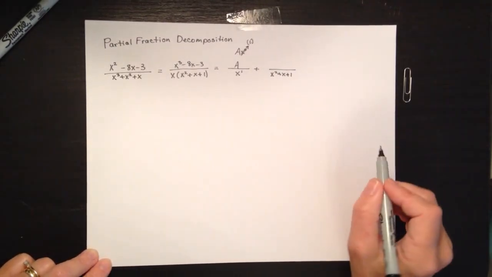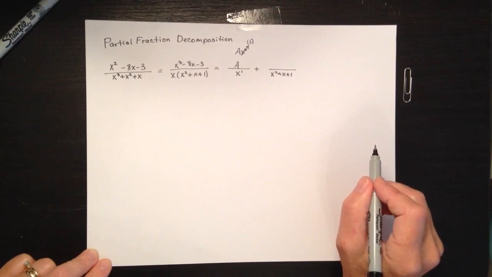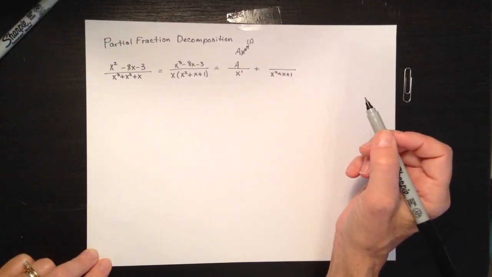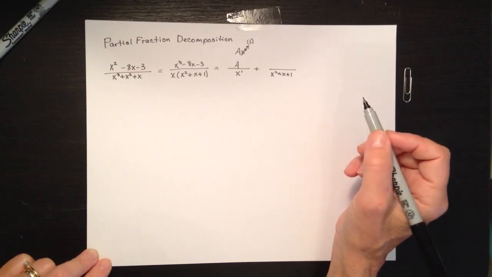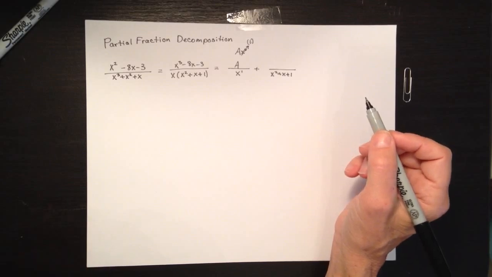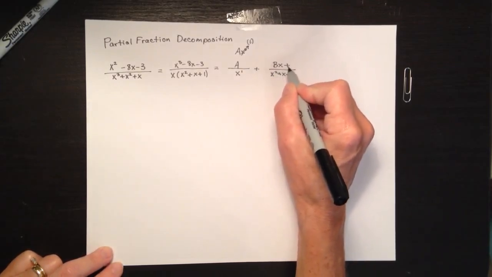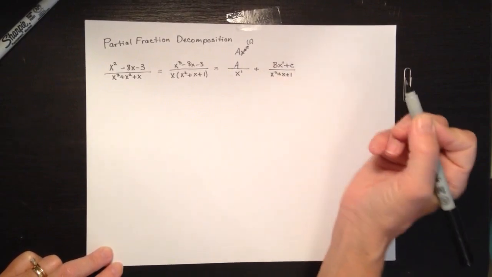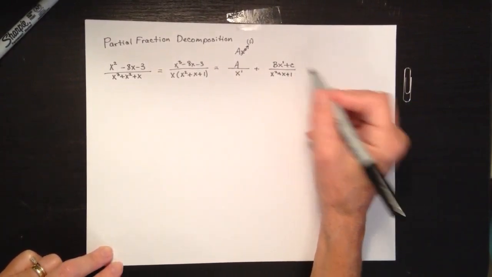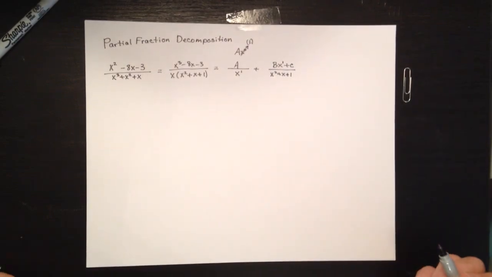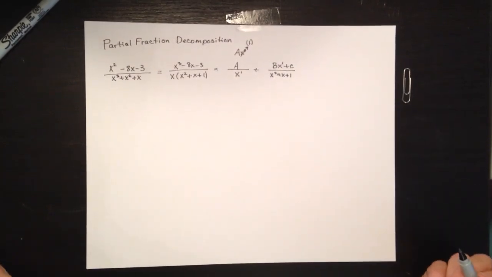On the second fraction, we have x squared plus x plus 1. This is a second degree polynomial. 1 less than that would be a first degree polynomial, or a linear function. So what would go in this is bx plus c, because this x is to the degree 1, and we need a constant term right there. So that's the setup. Now we're ready to do the algebra that goes with this.